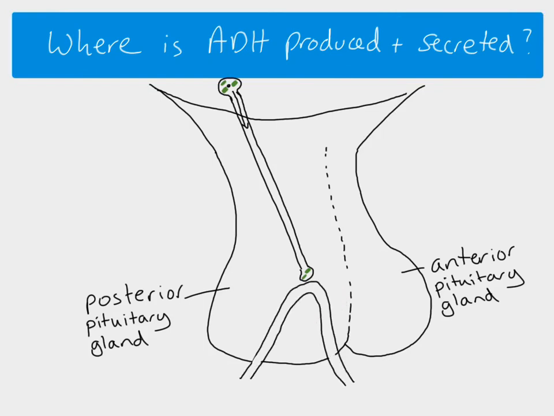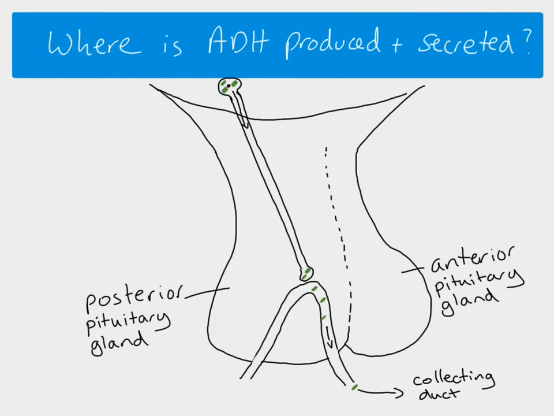And then, depending on what's happening in the body at any point, that ADH, which is being stored in the posterior pituitary gland, gets secreted into the blood vessel, and then it can travel in the blood all the way to the collecting duct, which is where the ADH hormone acts.